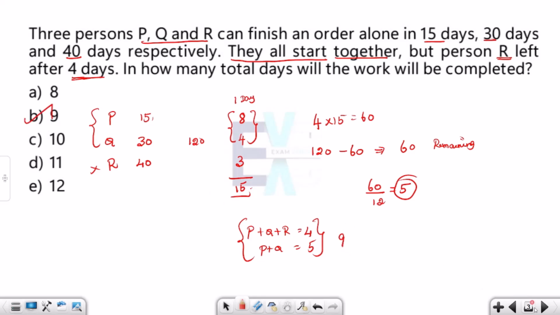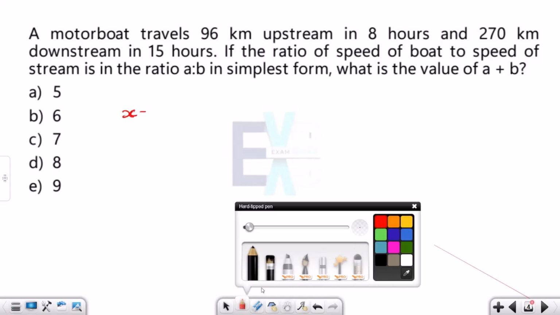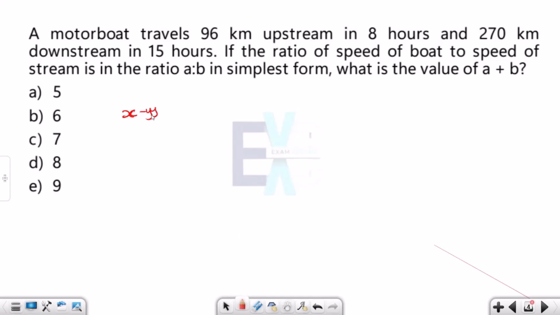Next one. A motorboat travels 96 km upstream in 8 hours and 270 km downstream in 15 hours. So upstream. What is the upstream speed? We'll take x minus y. Okay, so x minus y.